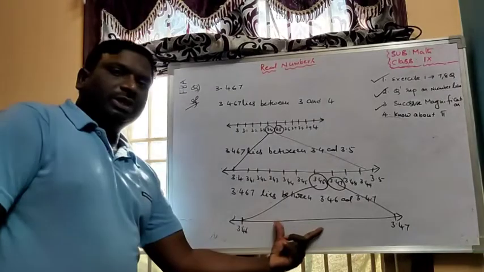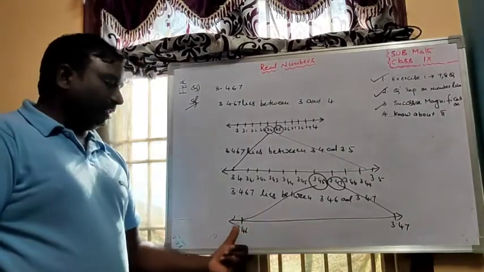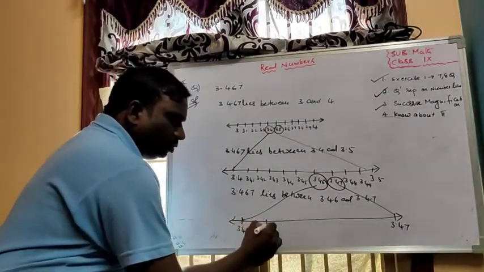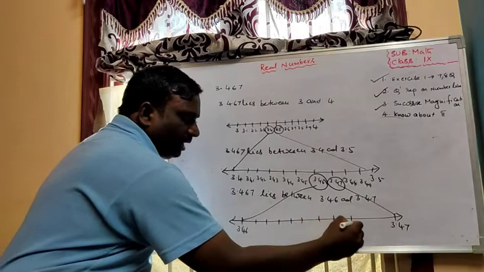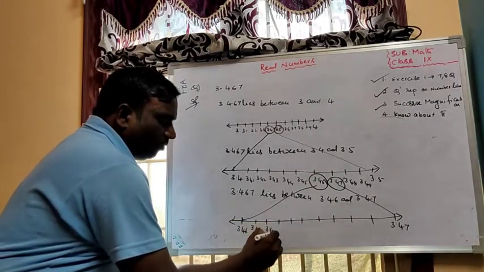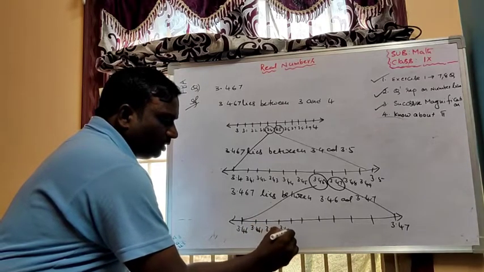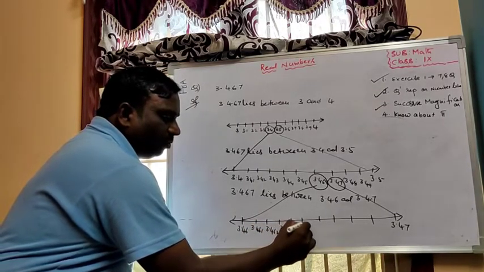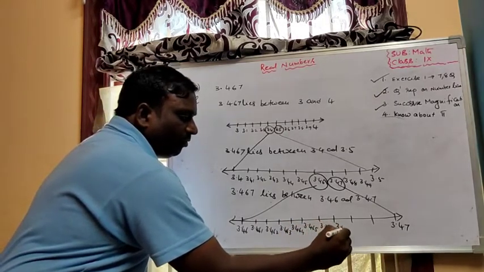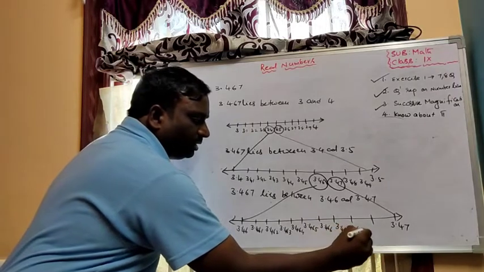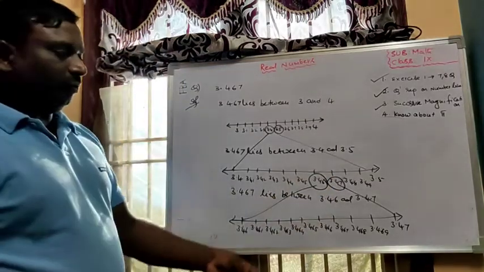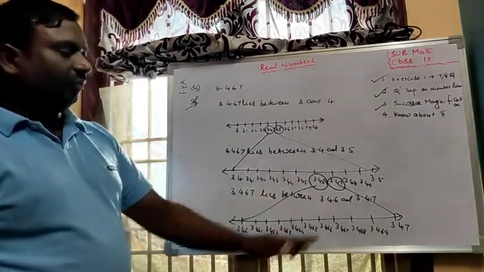This portion again you have to divide into 10 equal parts. That means the 3.46 to 3.47 portion, 10 equal parts: 1, 2, 3, 4, 5, 6, 7, 8, 9. So this is 3.461, 3.462, 3.463, 3.464, 3.465, 3.466, 3.467, 3.468, 3.469 and 3.470. We need not write 470, that is 3.47.